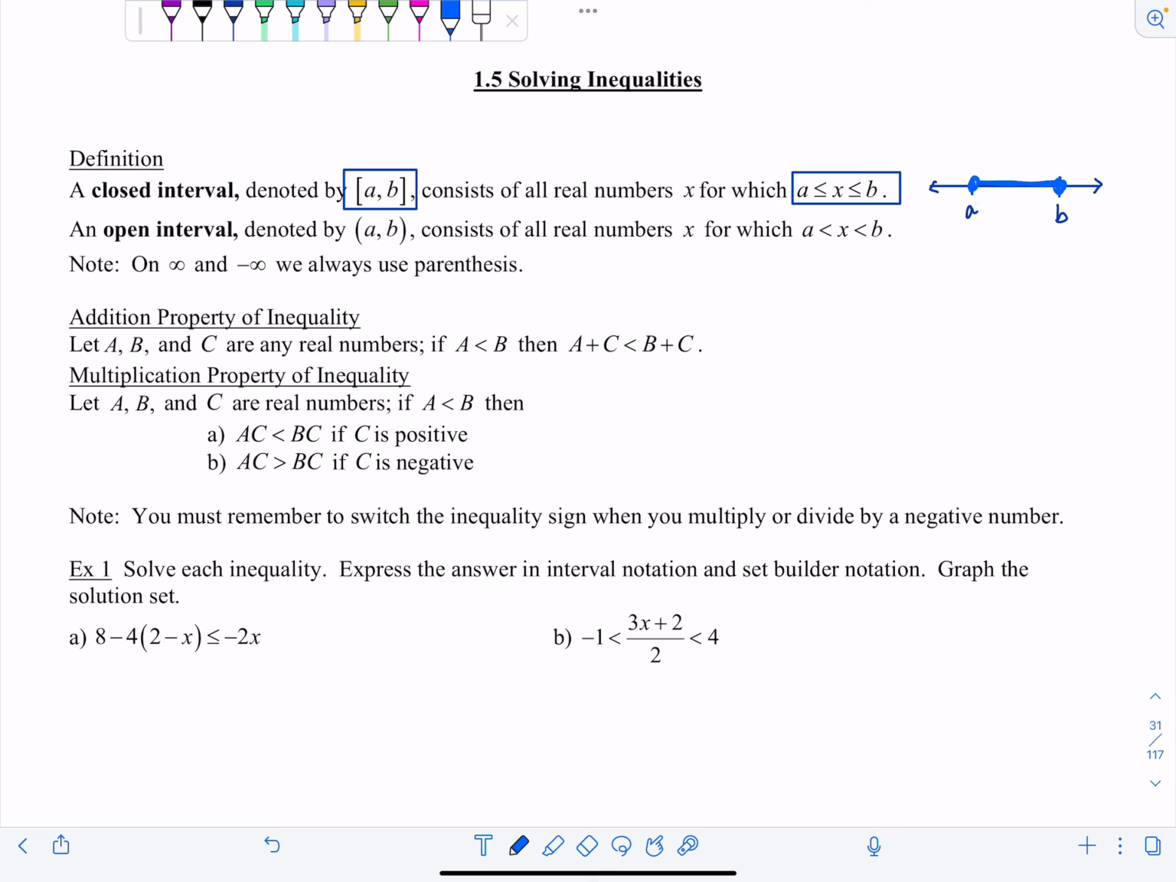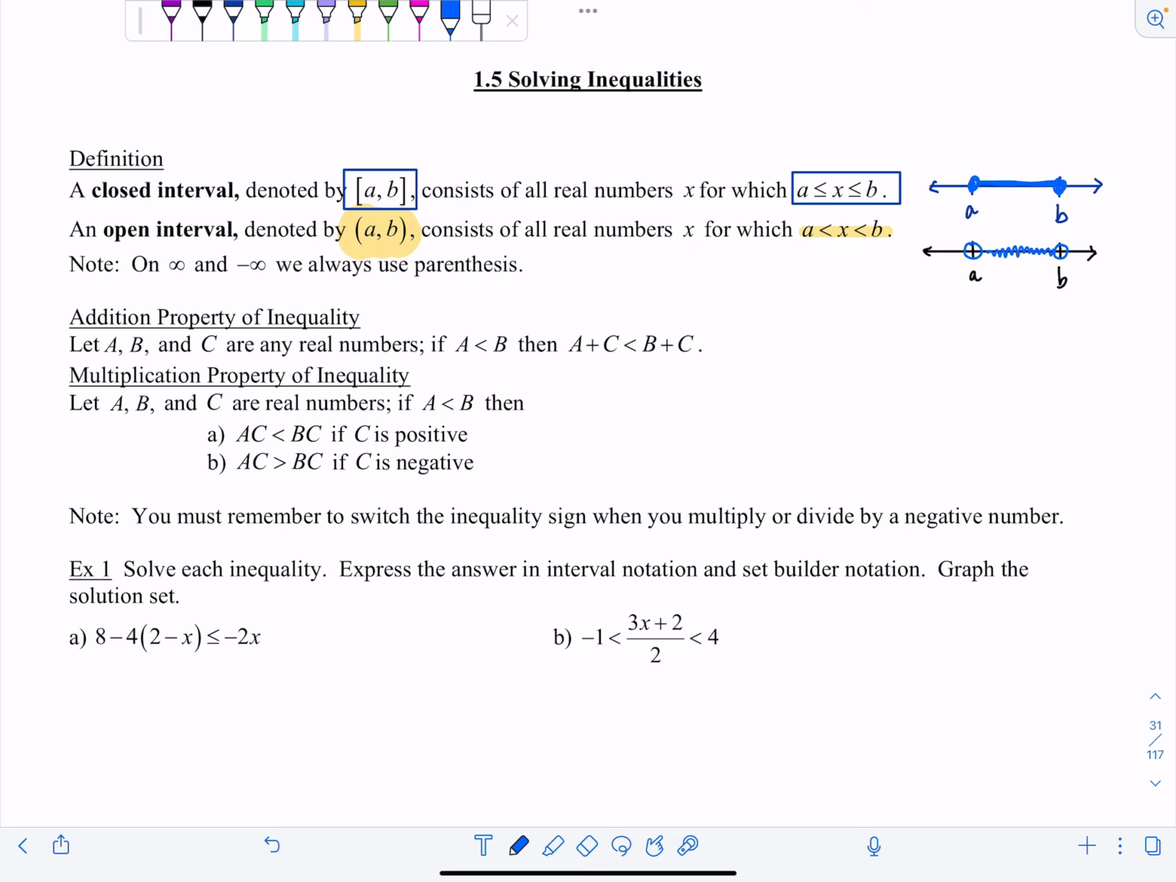And then an open interval is denoted by still a, b, but you notice how this time there's parentheses. That consists of all real numbers x for which x is strictly greater than a and less than b. So what that means is the endpoints are not included in this interval, a and b, but everything else in between is. You can tell that from the inequality because it doesn't have the or equal to sign, right? That's missing. So if you go to graph it, now you have these open circles at a and b, and you include everything in between.